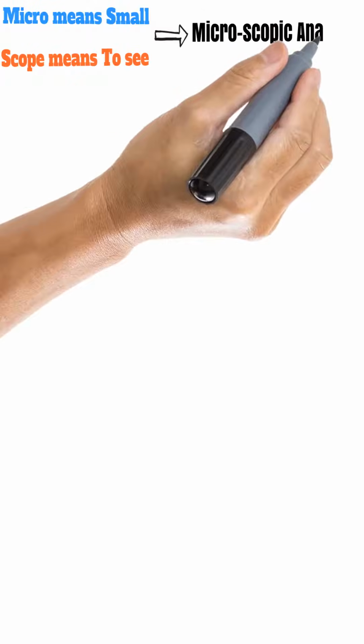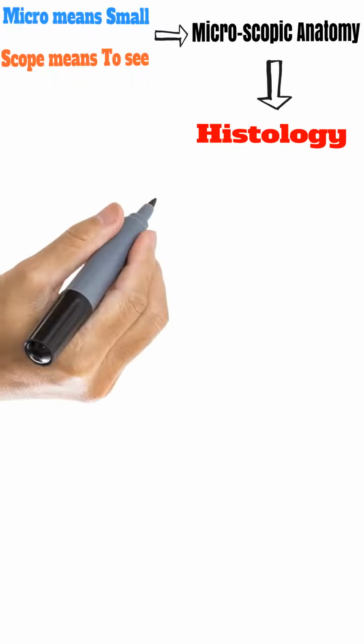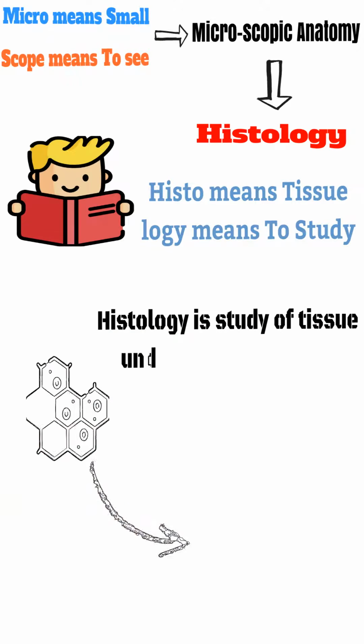Micro means small, scope means to see, so it becomes microscopic anatomy. It is also called histology. Histo means tissue, logy means to study. So histology is defined as the study of tissue under the microscope.